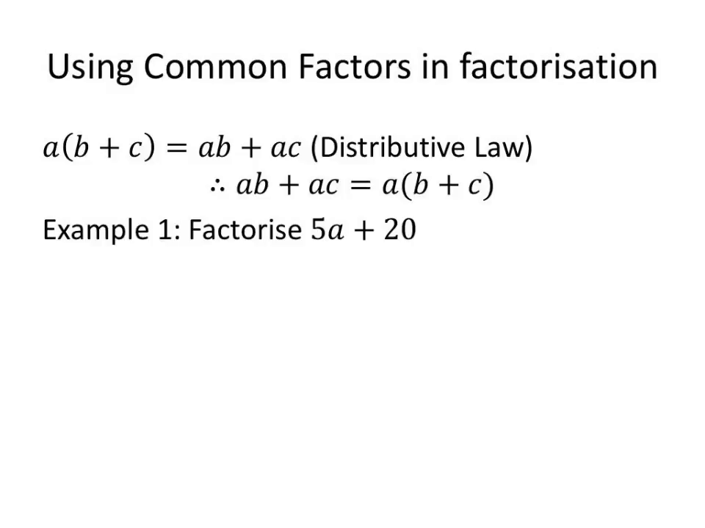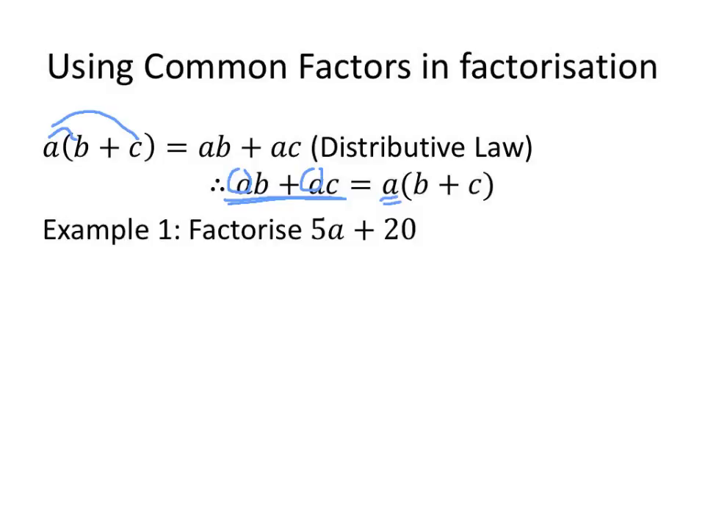We know that when we multiply out, if I multiply this, I get A times B is AB, and A times C is AC. So that's the distributive law. If I take AB plus AC, I can factorize it by taking out a common factor. Both of these terms here have an A, so I can take out a common factor of A, and it leaves me with B plus C.